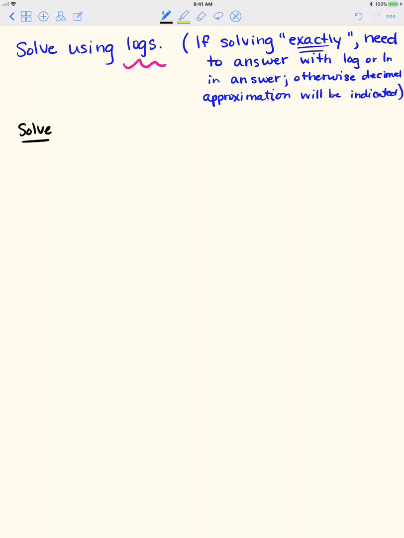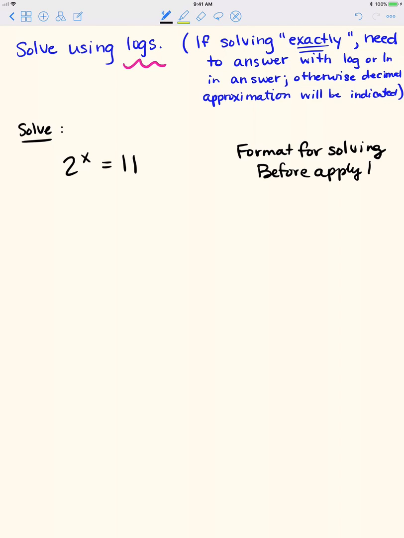So here come examples. Let's solve for x: 2 to the x equals 11. What power of 2 would give you exactly 11? So the format that you want to aim for before you apply any logs is a single number with an exponent equaling everything else. You want to get that base with the exponent alone.